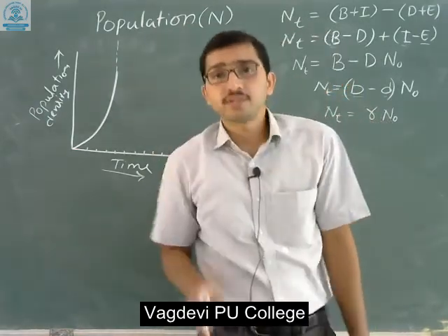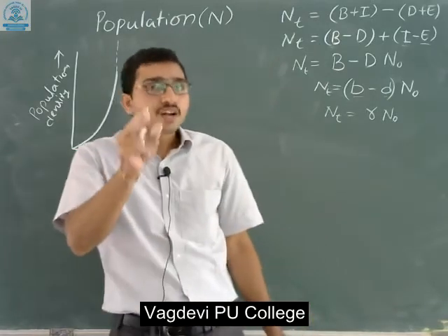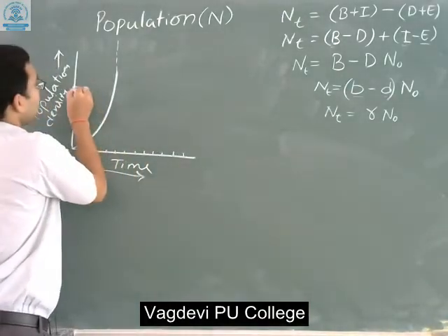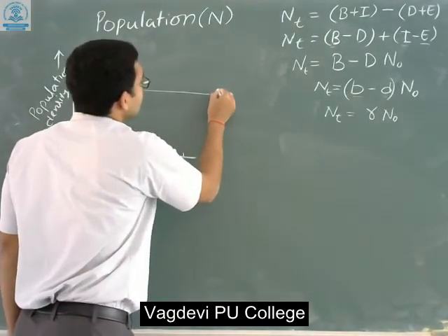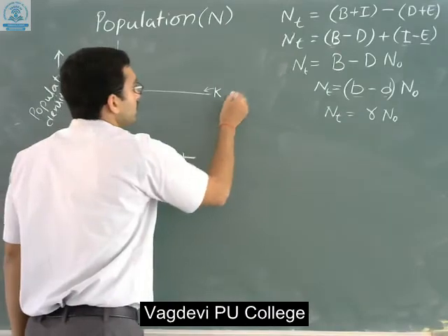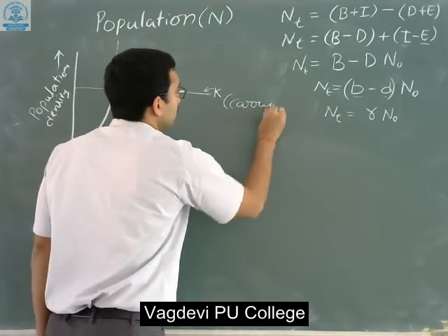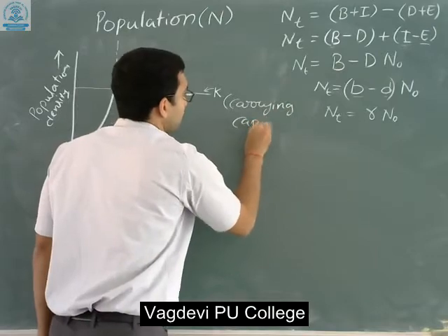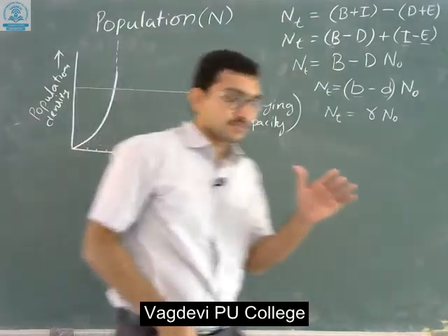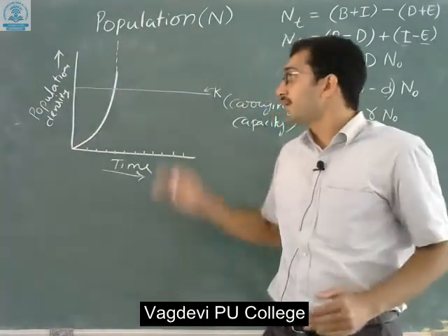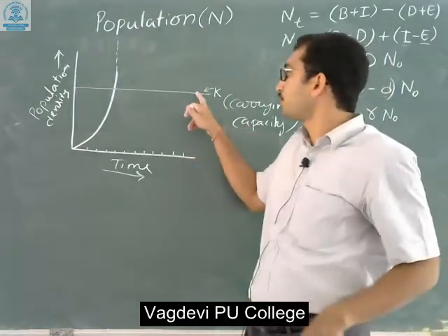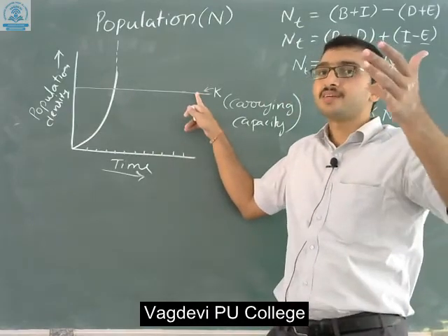In certain habitats the resources are confined to only a certain population. Let's consider the carrying capacity, which we denote as K. Carrying capacity is nature's limit for supporting the maximum number of a species. It will support a maximum number up to this stage only; more than this it cannot support.